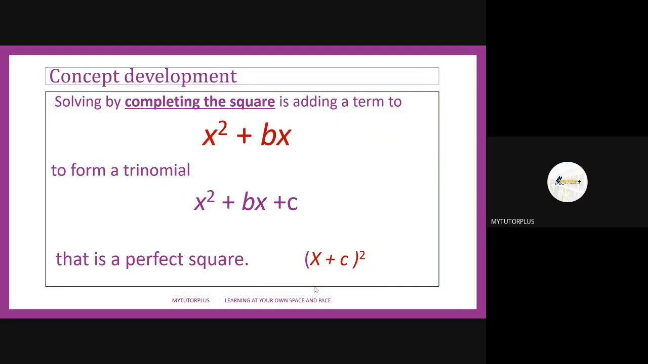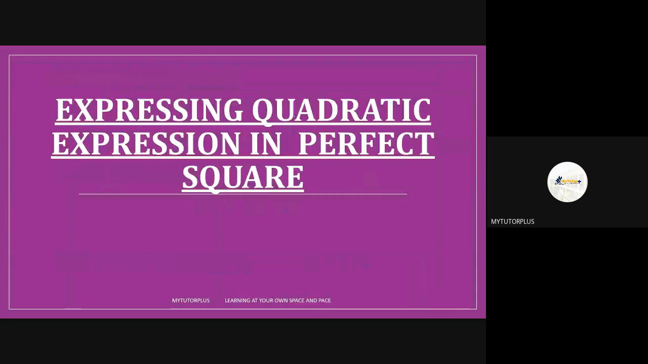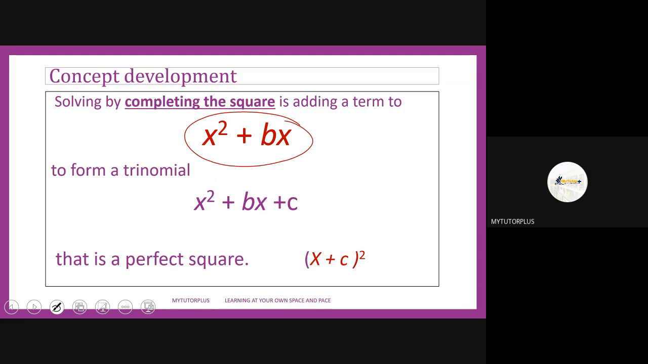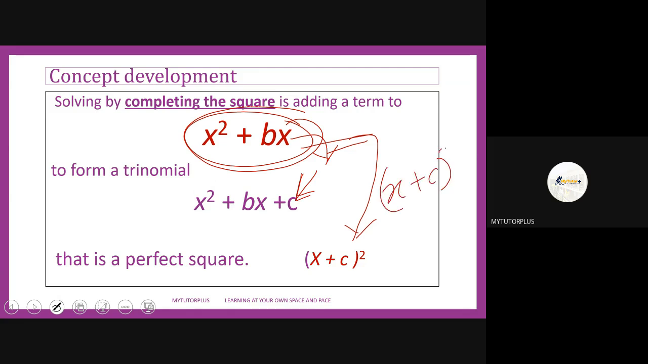Firstly, if I have a quadratic expression of the format x squared plus bx, just like you're seeing on my screen, how do we convert it to a perfect square form? To do that, we are looking for a constant c, a number that we can add to this expression. Let's denote that number by the letter c. So we want to convert x squared plus bx to be in the form of x plus c, all in bracket square.